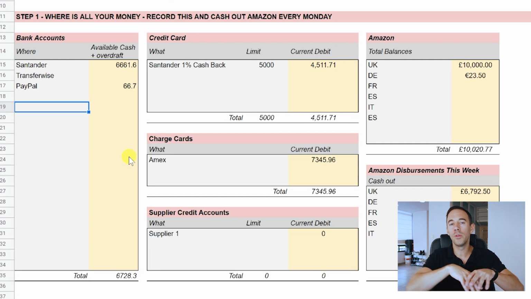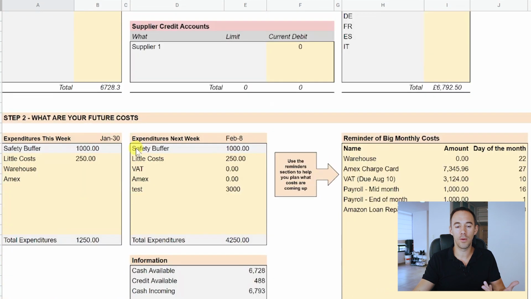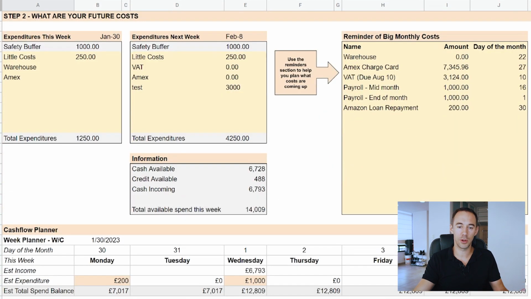So once we've got all the balances of our bank accounts, the credit cards, the charge cards, suppliers, and the Amazon disbursements, so available cash and the inflows, what we're then going to do is move over to our future costs, and we're going to look at those expenses. Here, first of all, I'm going to jump over to this section right here, which is called Reminder of the Big Monthly Costs.